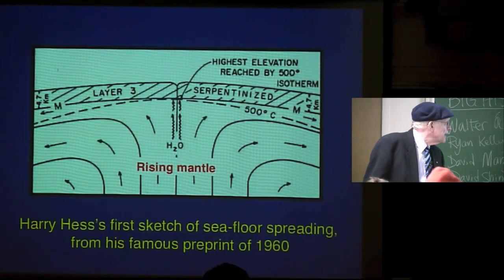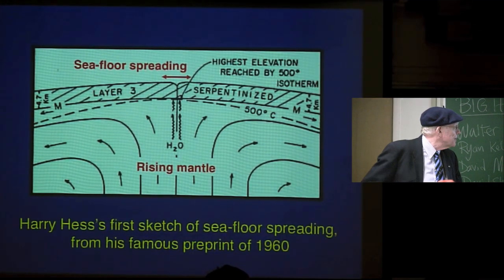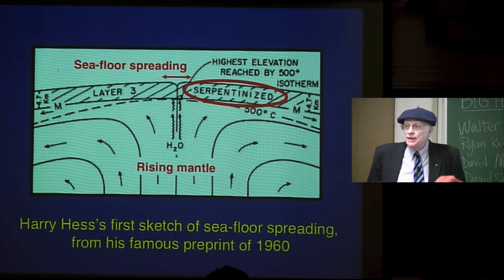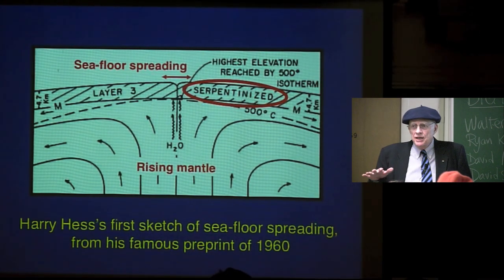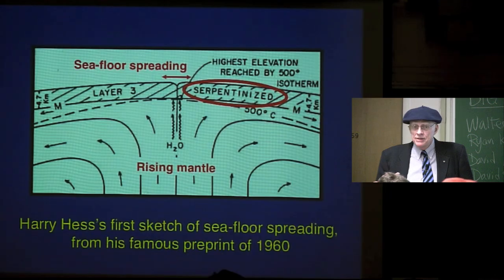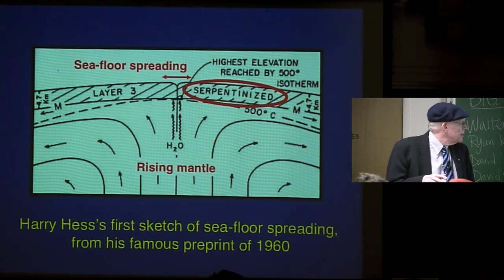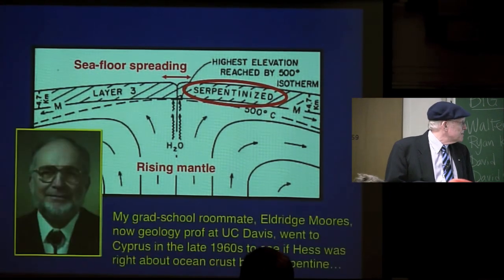So this was Hess's idea: rising mantle, seafloor spreading there, and then the mantle getting converted into serpentine. Just to be completely honest, this does happen in some cases. But in most cases, something different happens because of the melting.